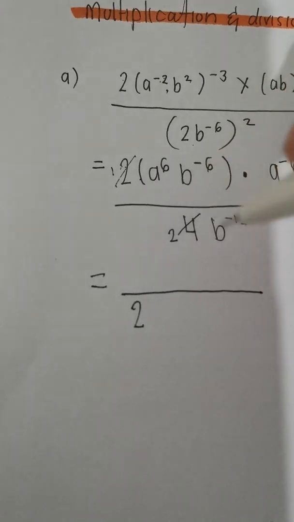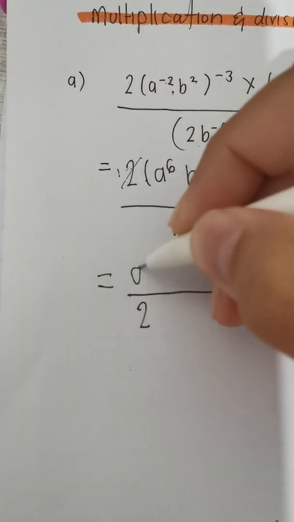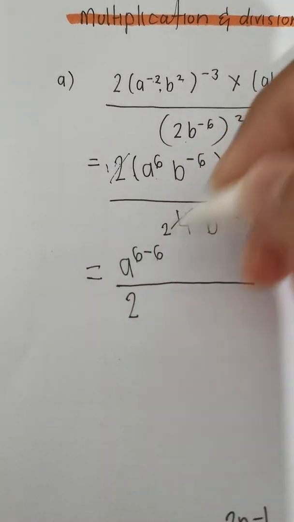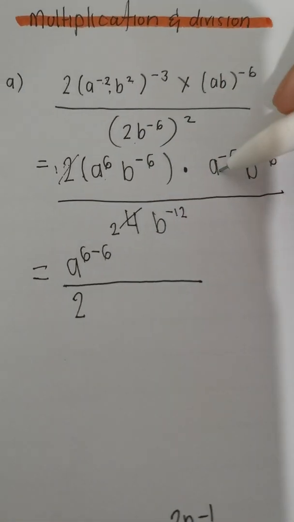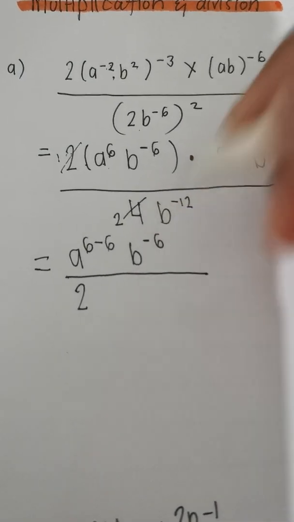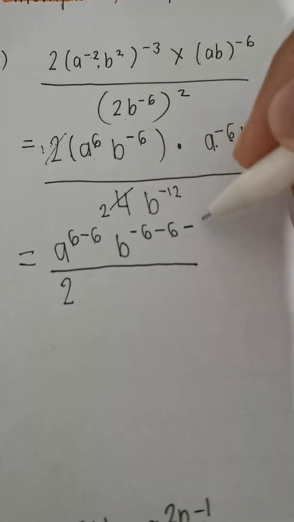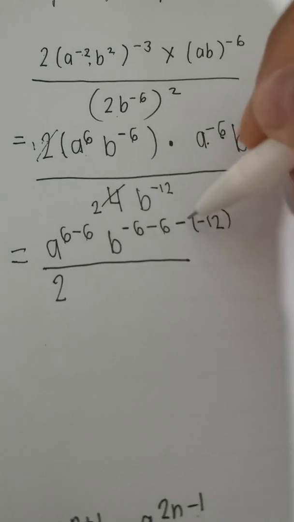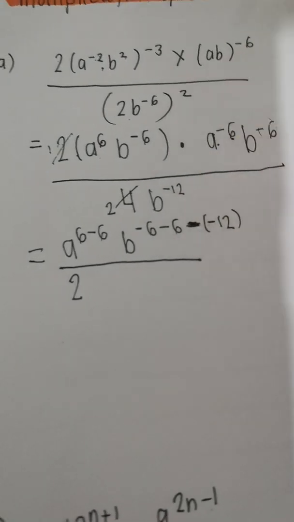This here, I'm going to write the step. You do not have to write it. You can mentally calculate it. It's basically a to the power of 6, minus 6. Why minus 6? Because we add in this one and this one because it's multiplication and the bases are the same. Then it's b to the power of negative 6, minus the 6 minus negative 12. Why minus negative 12? Because it's division. That's why this minus, and it was a negative 12. So that's why this minus, right?